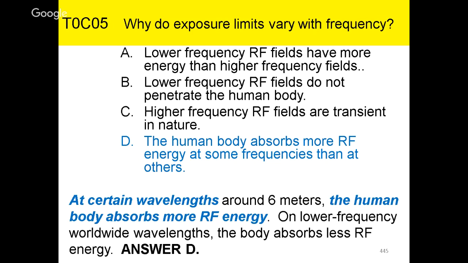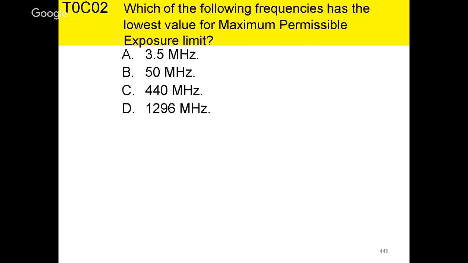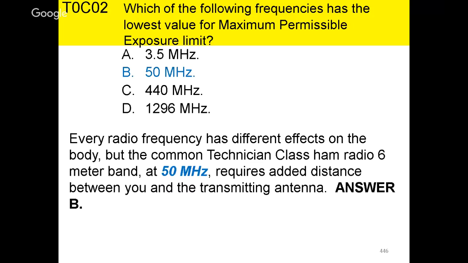All right, let's see. Moving right along. Which of the following frequencies has the lowest value for maximum permissible exposure limit? I think we just kind of talked about that in the previous one, and it happens to be 50 megahertz, or the 6-meter band. Every radio frequency has different effects on the body, but the common Tech class ham radio 6-meter band at 50 megahertz requires added distance between you and the transmitting antenna. Your answer is B.